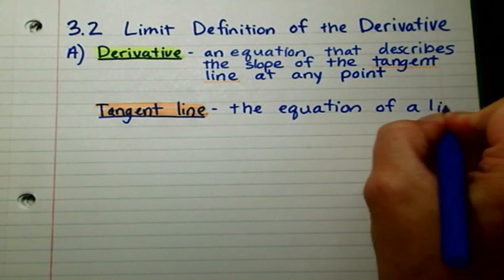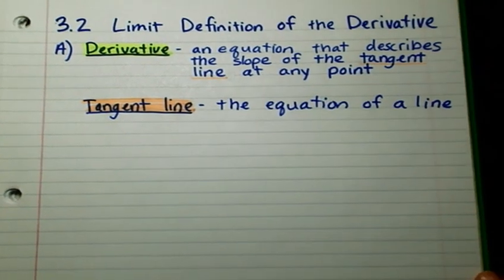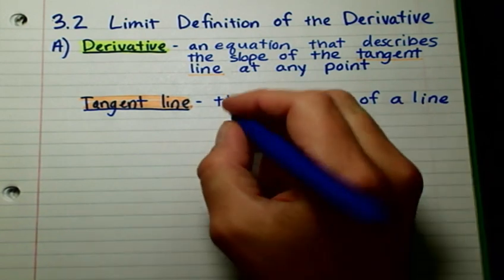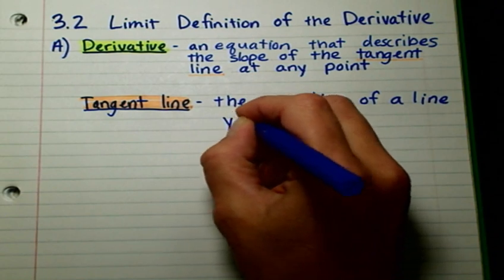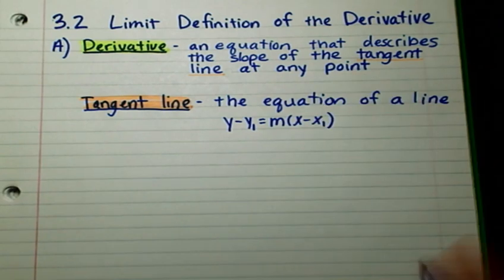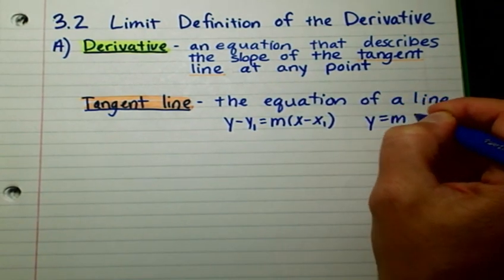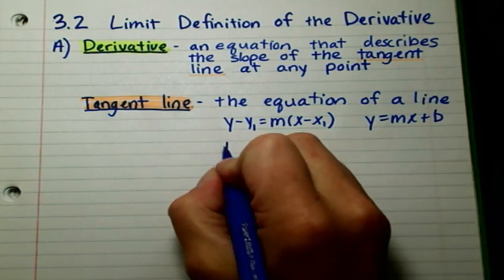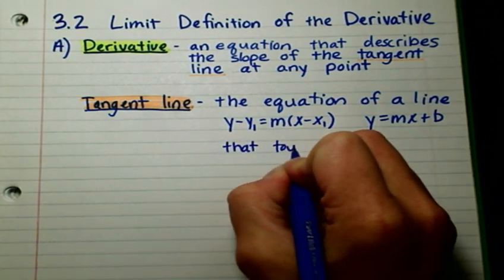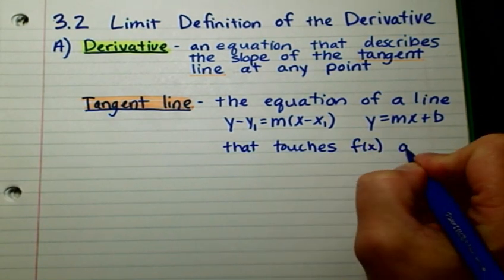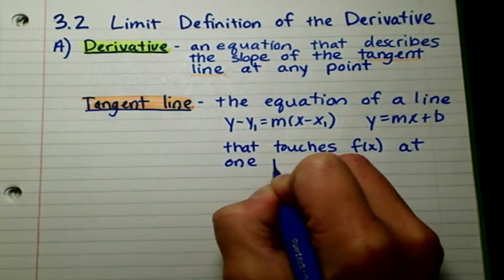of a line. Okay, so when I say tangent line is the equation of a line, I mean like algebra 1 equation of a line. Okay, so that would either be y minus y1 equals slope times x minus x1, so that's point slope form, or mx plus b. That's what I mean when I say equation of a line. Okay, the equation of a line that touches f of x at one point.